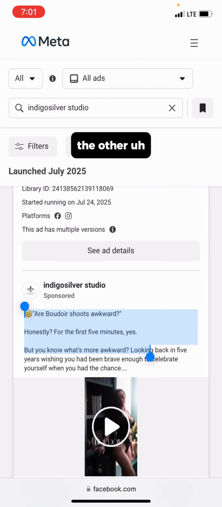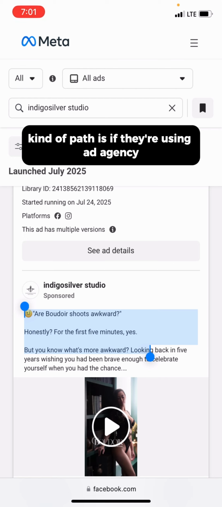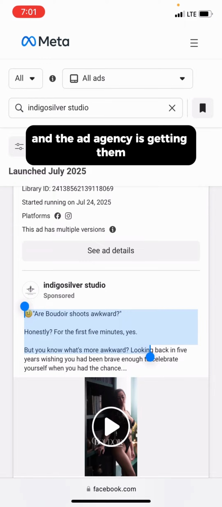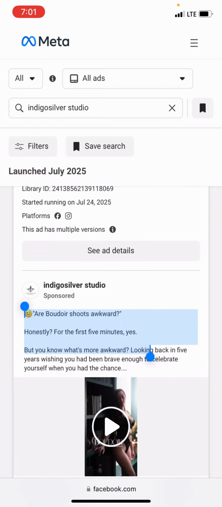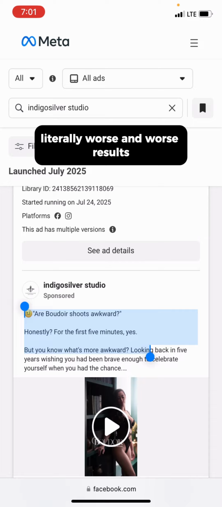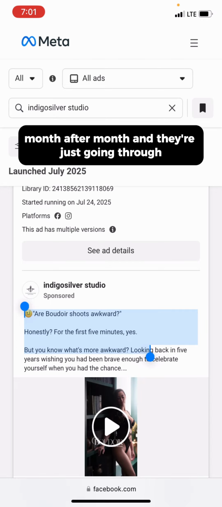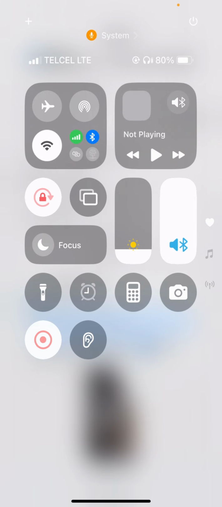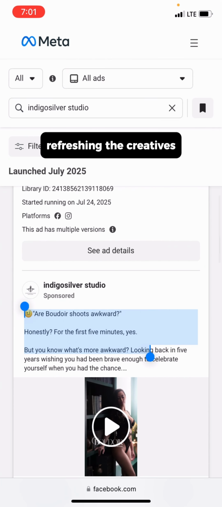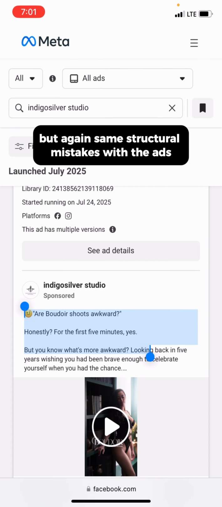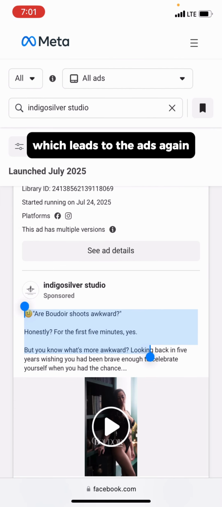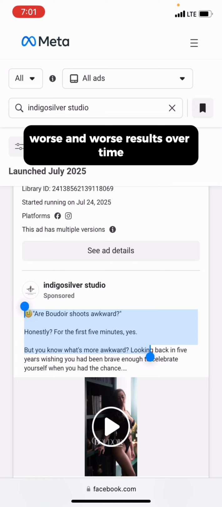The other path is if they're using an ad agency. They're paying a ton of money every month, and then they're paying ad spend on top of that, and the ad agency is getting them literally worse and worse results, week after week, month after month, and they're just going through refreshing the creatives. But again, same structural mistakes with the ads. Again, the same 10 mistakes we're going to talk about today, which leads to the same ad spend, worse and worse results over time.